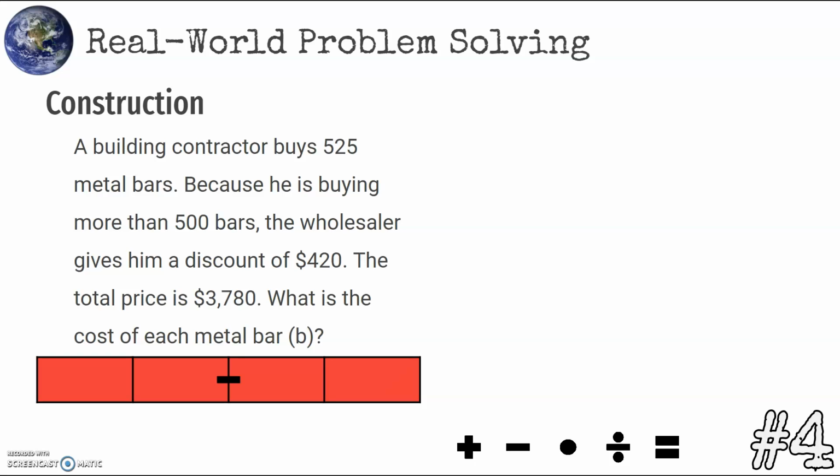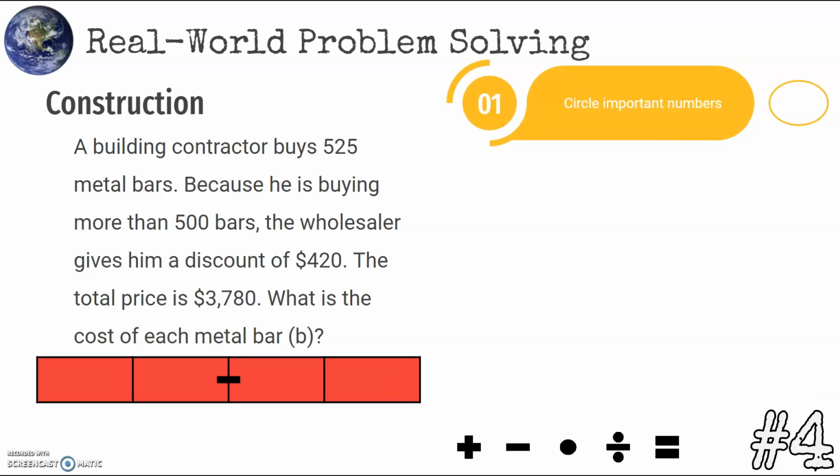Okay. So we want to know what the cost of the metal bars are. And it looks like I already have my minus sign up there because I messed up this thing. So, there's one little hint for you before we jump into it, because we look at this and think, what is going on? Remember, circle your important numbers. Take it one step at a time.